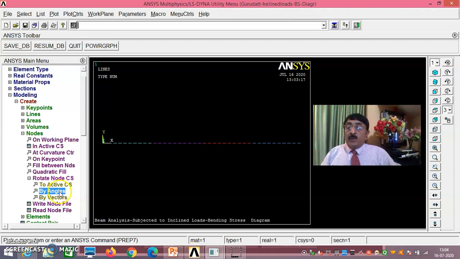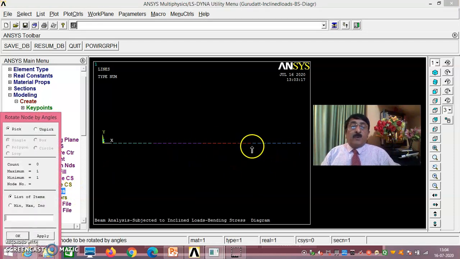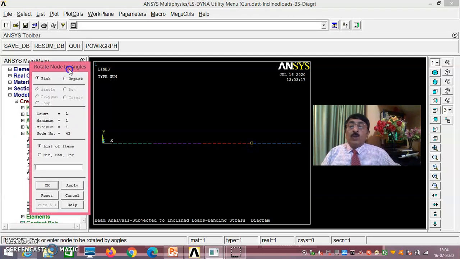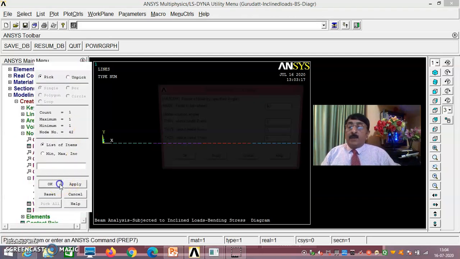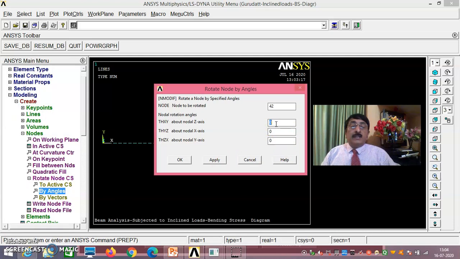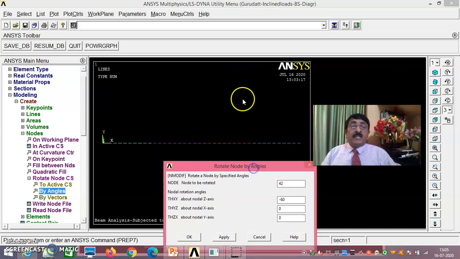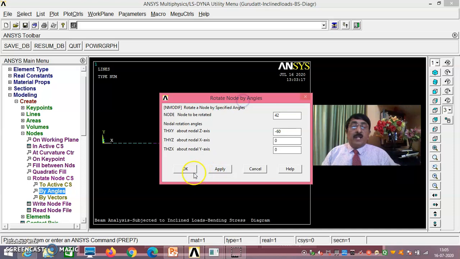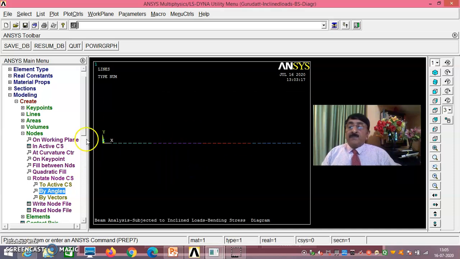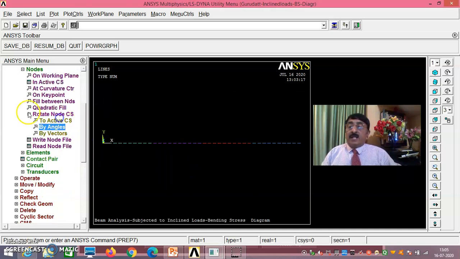Okay, then rotate node by angles. This is very important here. These things you should know. Then say okay. And this is minus 60 I'll do. Once I do by minus 60, I have rotated this. Minus 60 means the load will be applied at 30 degrees. Okay, then you say okay. Now everything is done.